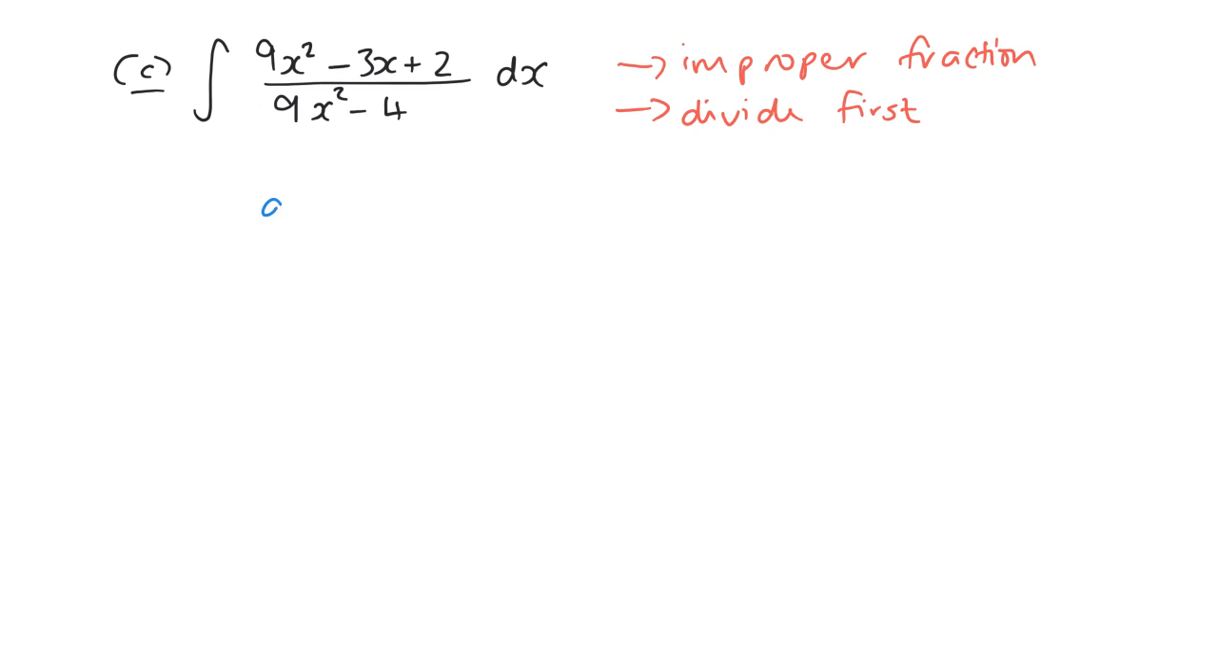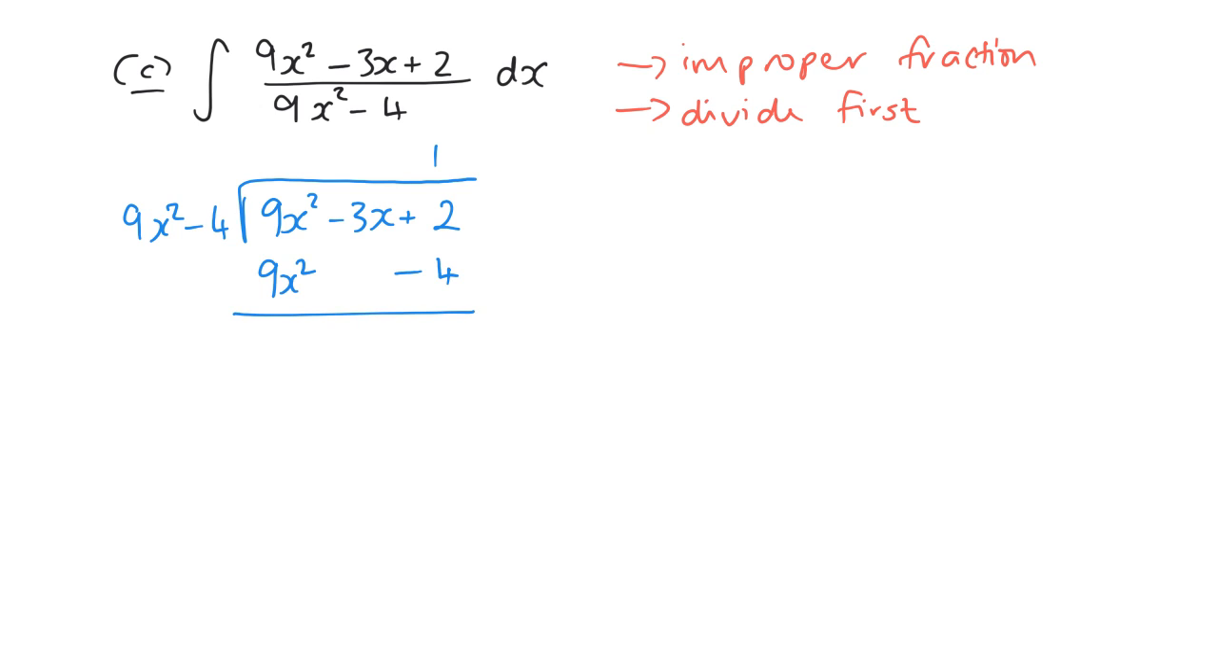Okay, so we have 9x squared minus 3x plus 2 divided by 9x squared minus 4. So it goes in once. 1 times 9x squared is 9x squared. 1 times minus 4 is minus 4. Subtract, get minus 3x. 2 minus minus 4, so we get 2 plus 4, which is 6. So we actually have 1 plus (minus 3x plus 6) over (9x squared minus 4).